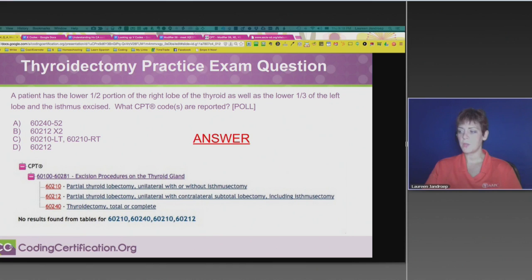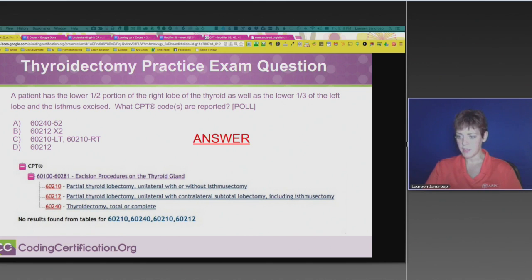A is 60240, and I have it on the slide. That's a total or complete thyroidectomy. B is a 60212 times 2, so 2 units of it. That's a partial thyroidectomy, unilateral with contralateral subtotal lobectomy, including the isthmus. C is 60210 with an LT and 60210 with an RT. 60210 is a partial thyroid lobectomy unilateral with or without the isthmus. And then finally, answer D is 60212, which is the one that we read before, but it's only 1 unit of it. So what do you think it is? A, B, C, or D?